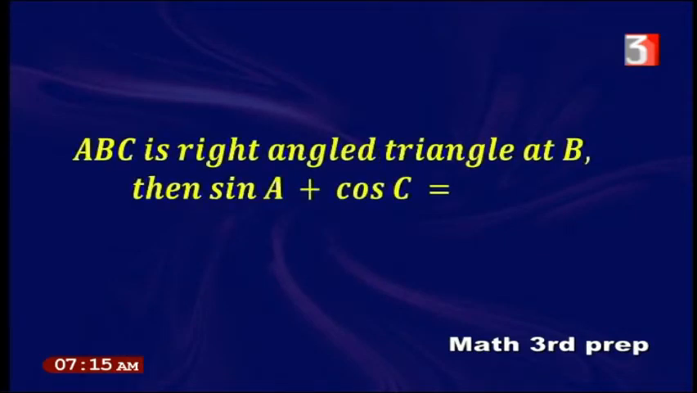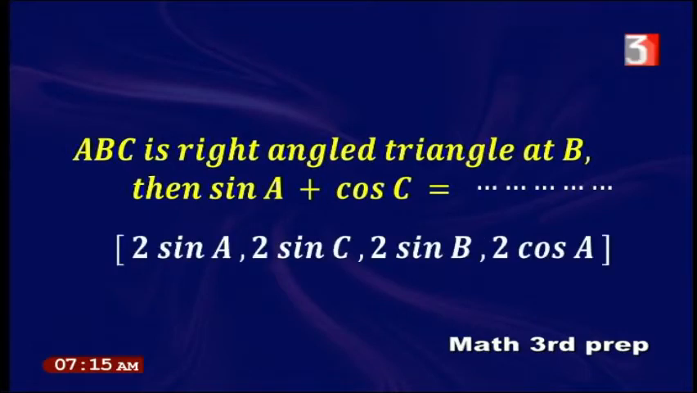Another example, ABC is a right angle triangle at B. Then sine A plus cosine C equals what? Is it 2 sine A, or 2 sine C, or 2 sine B, or 2 cosine A?